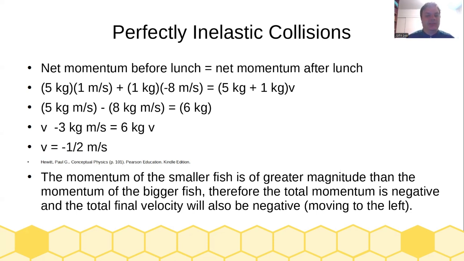So because the momentum of the smaller fish is of greater magnitude than the momentum of the bigger fish, the total momentum is negative, and the total final velocity will also be negative, which means moving to the left.